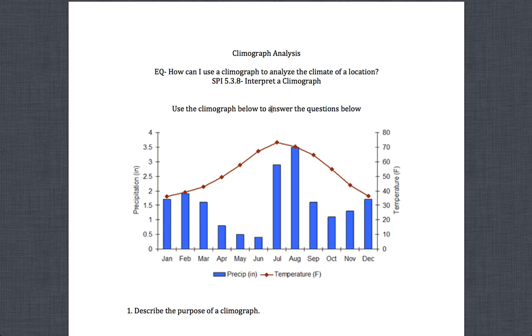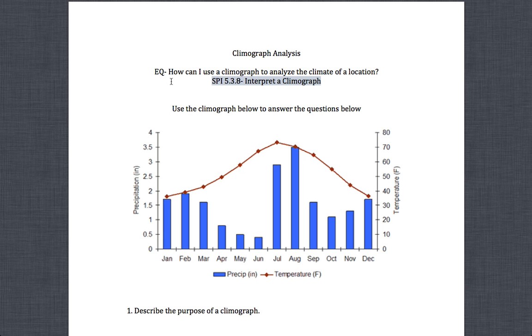Our new EQ for the day is, you can see here, how can I use a climograph to analyze the climate of a location? So we can use some context clues here to determine that a climograph is probably going to show us something to do with the climate of a location. Now, our SPI is just to simply interpret a climograph. What you'll be expected to do is to look at a climograph and answer questions accordingly based on the information that you see in the climograph.